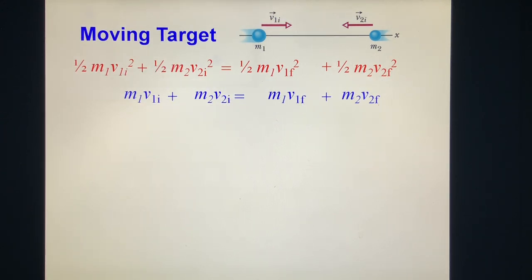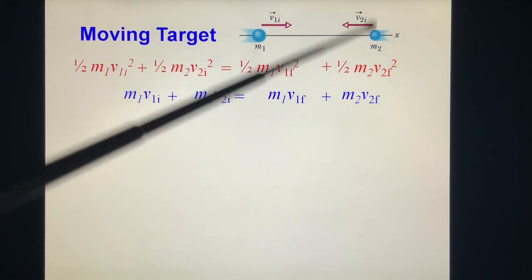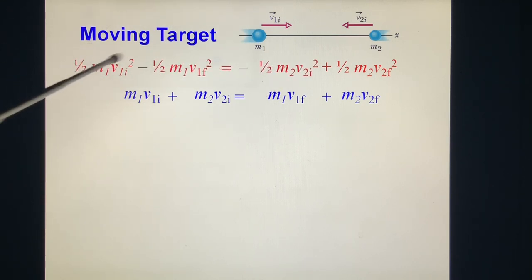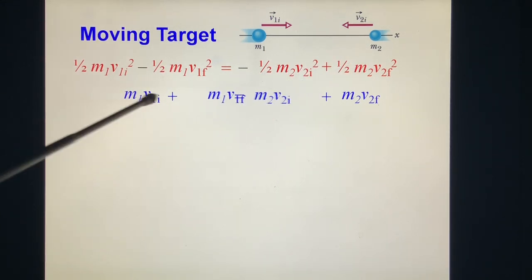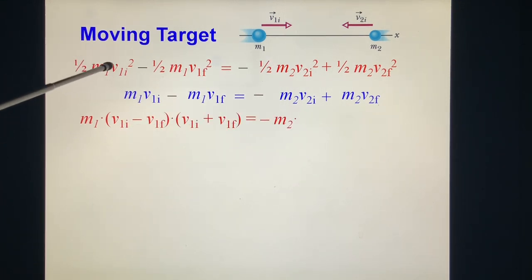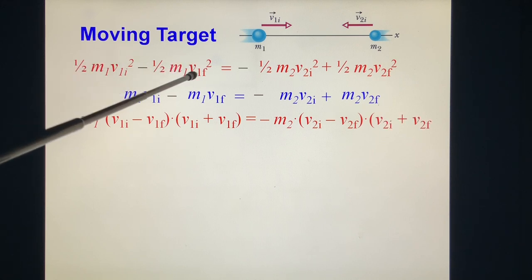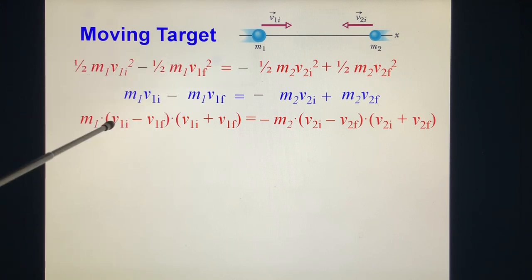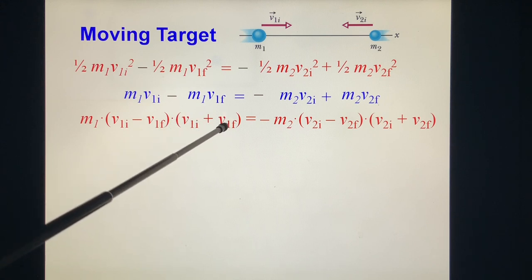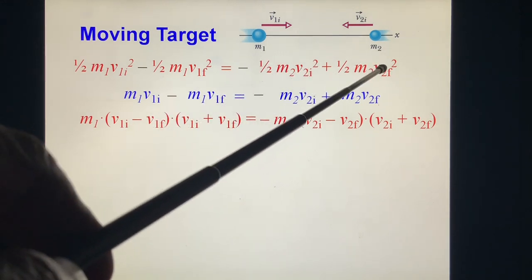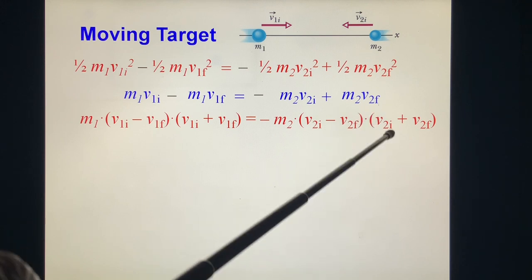So let's solve these two equations. We can get v1 final and v2 final. How do we do that? We rearrange the equation so that m1 terms are on one side and m2 terms on the other. We take this out, so the half cancels out. It's m1 times v1 initial squared minus v1 final squared, and a squared minus b squared equals a minus b multiplied by a plus b. The same thing happens on the right: a squared minus b squared equals a minus b times a plus b.